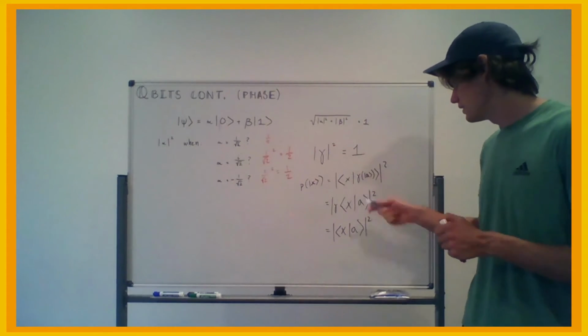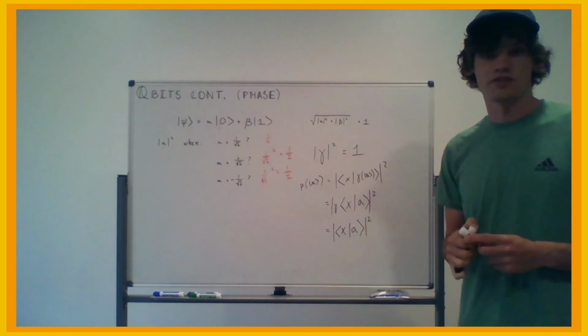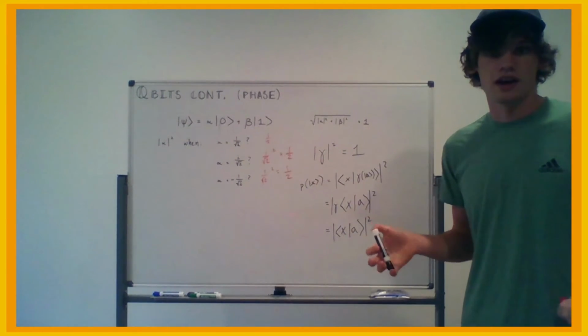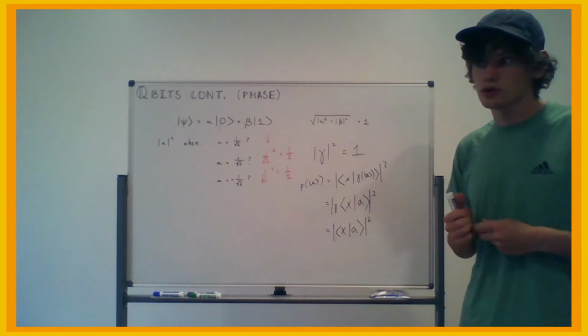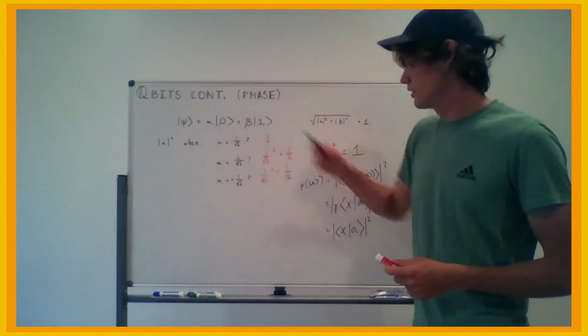So again, states with global phases in front of them, where gamma is the global phase, we say that they're not physically distinguishable. However, it does become important when we start comparing the phases of alpha and beta.